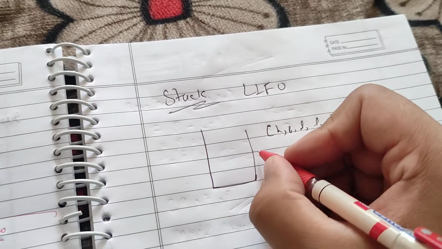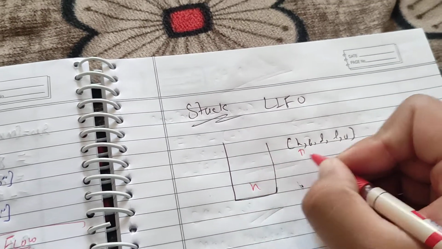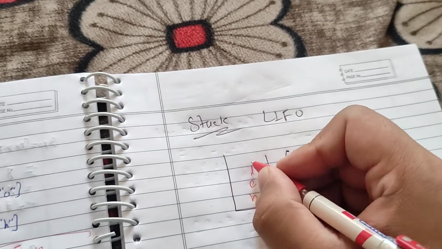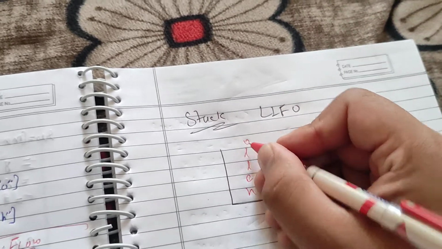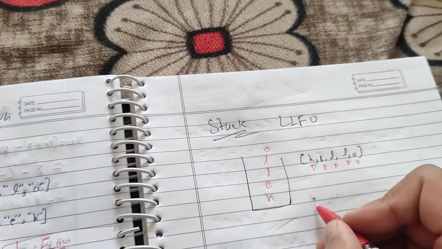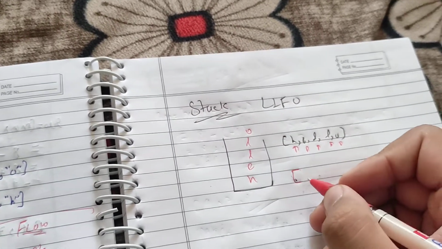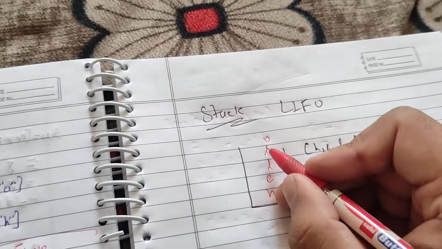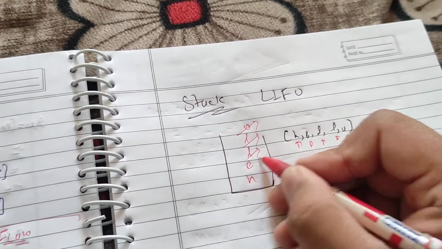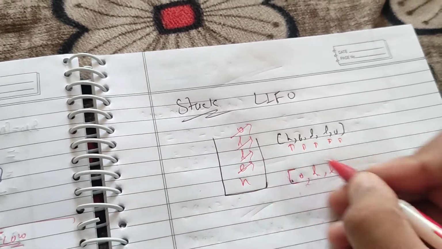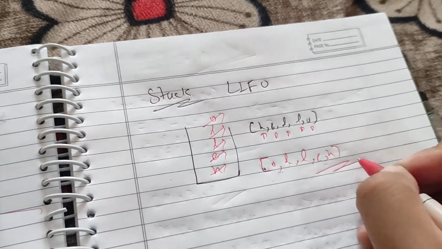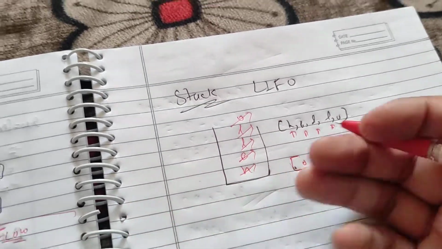So what will happen? First of all, my H will come into my stack, then my E, then my L, then my other L, then my O. Once I fill all the characters in my stack, I will create another answer array, and into this answer array I will pop them out and put them over here, one by one. That's how we have to solve this problem. I hope this is clear.